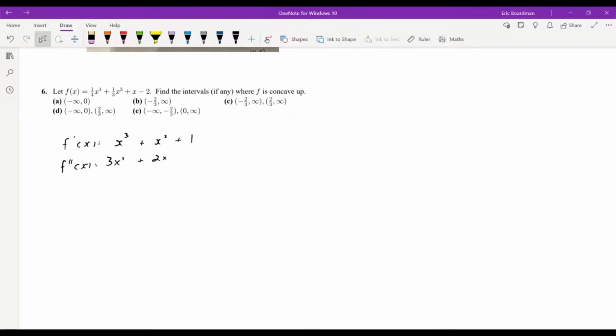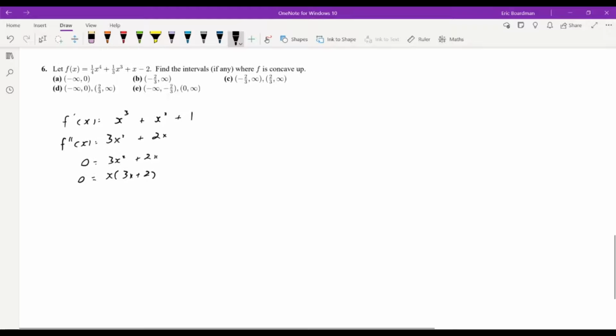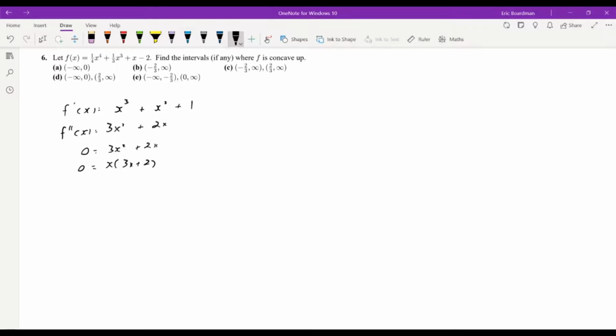So first we want to check if there's any critical points for the second derivative, so POIs, points of inflection. So we want to set that equal to 0. And then I see I can factor out an x. So we have x times 3x plus 2. And so this means that x equals 0 or x equals -2/3.